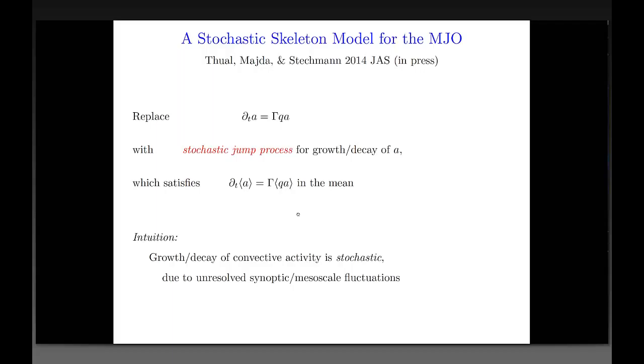And so why introduce the stochastic process instead of the ODE? The intuition there is that what we're really trying to represent is the growth and decay of convective activity on smaller scales, which is really stochastic because in this model we're not resolving any of the details of the synoptic and mesoscale fluctuations. So the growth and decay of that convective activity should be stochastic.